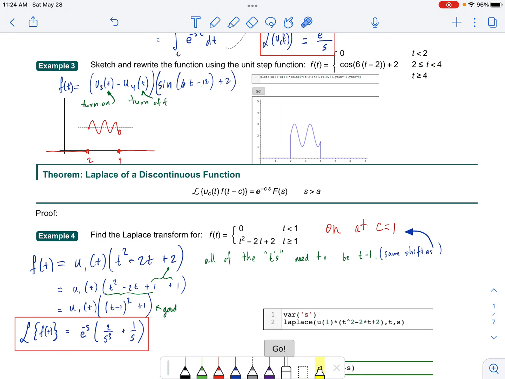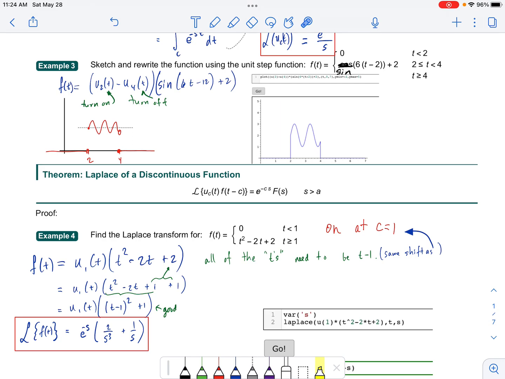So it's like saying it turns on the cosine function. Actually, I think in the notes we did a sine function, so let me change that here. This is actually a sine function from the notes. I changed it before class. And then it turns on the sine function at 2 and then turns it off at 4.